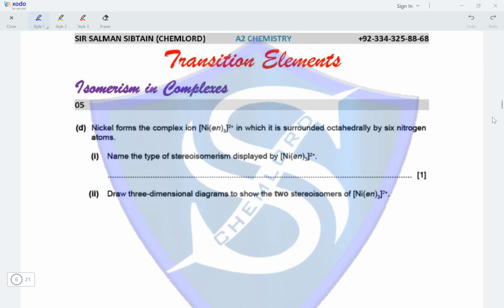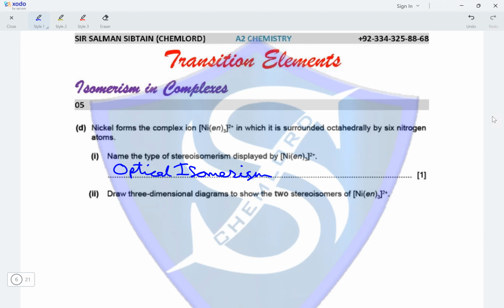Question 5. Nickel forms a complex ion NiEn thrice in which it is surrounded octahedrally by 6 nitrogen atoms. Name the type of stereoisomerism displayed by NiEn thrice. Since there are 3 bidentate ligands attached to the nickel ion, the type of isomerism shown here would be optical. So they've asked us to draw 3-dimensional diagrams to show the 2 stereoisomers of NiEn thrice.